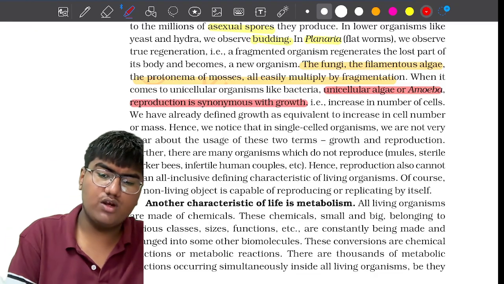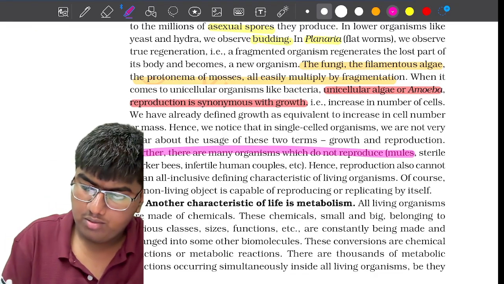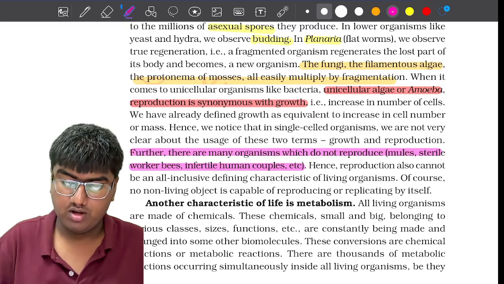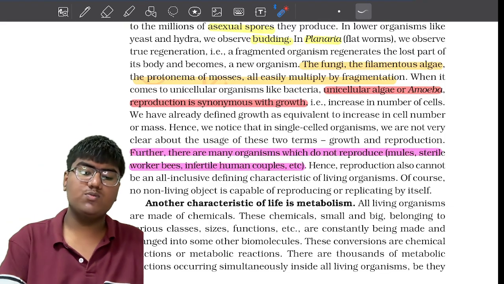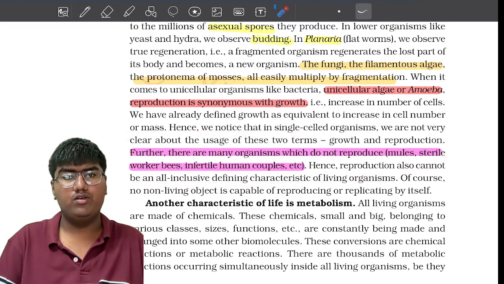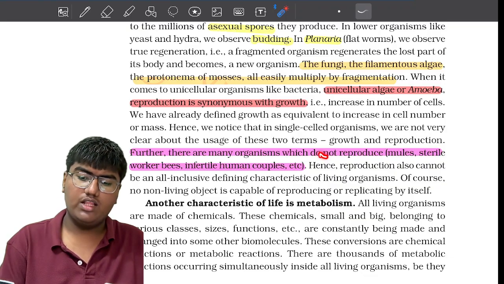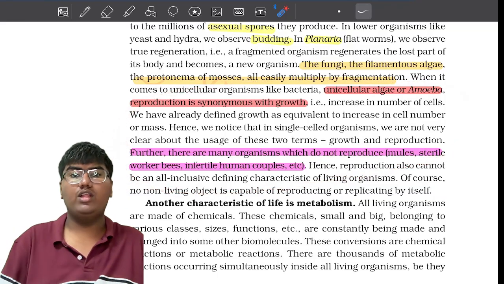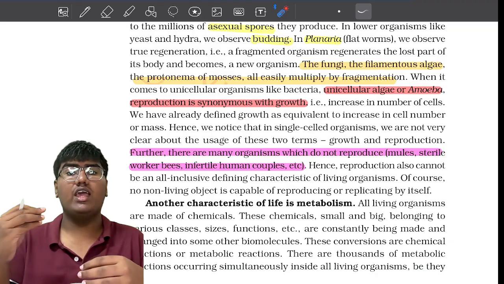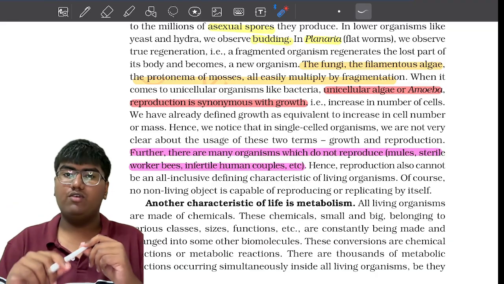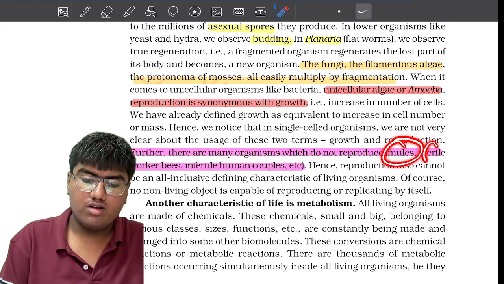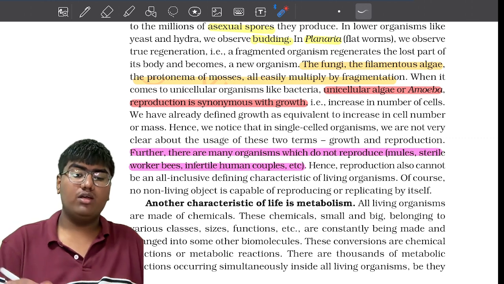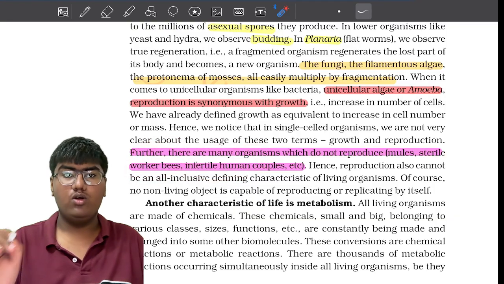Further, there are many organisms which do not reproduce. There are a few organisms that do not reproduce, such as mules, sterile worker bees, fertile human couples, infertile human couples, etc. So these are all examples of organisms which do not reproduce. Because of these two statements, we can conclude that we cannot take reproduction as an exclusive feature of living organisms, because mules, sterile worker bees, infertile human couples are all living organisms, but we cannot conclude it in all of them.